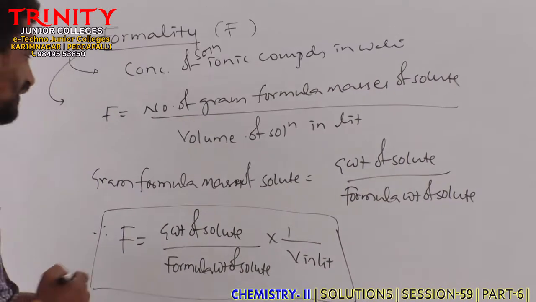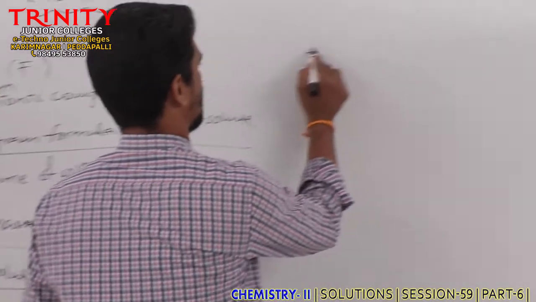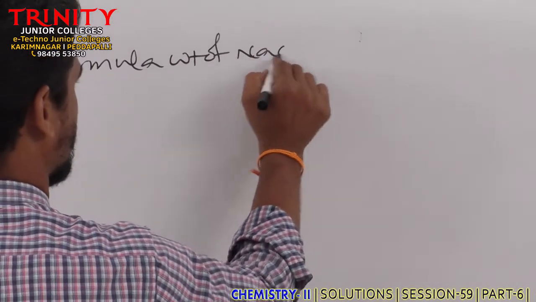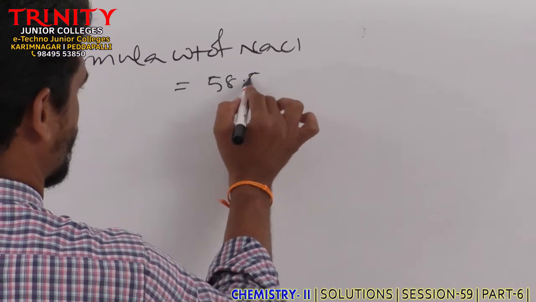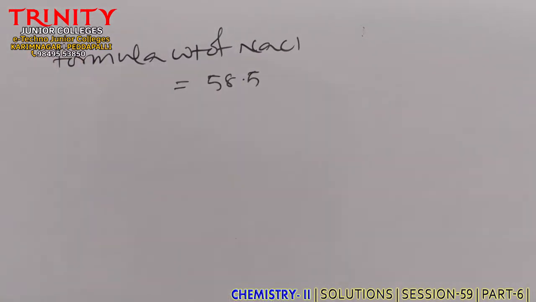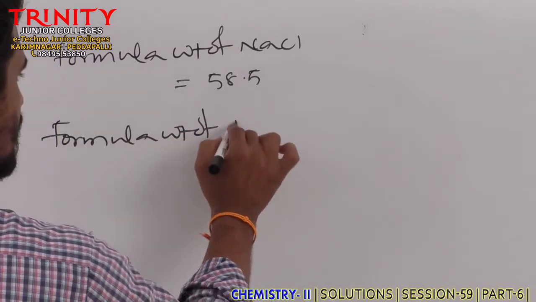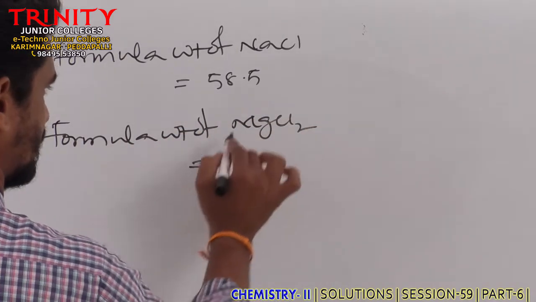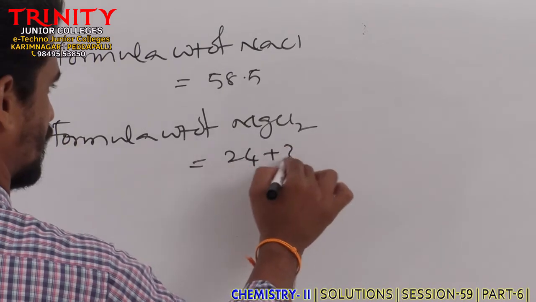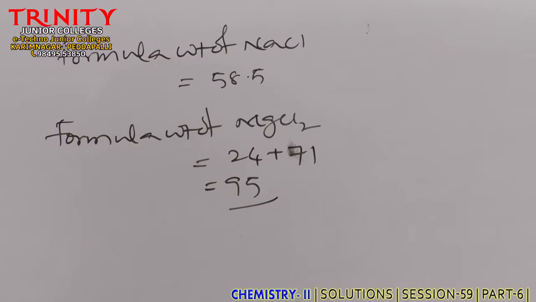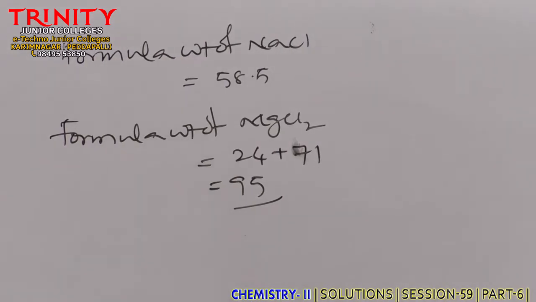For example, the formula weight of NaCl equals what, sir? The formula weight of NaCl equals 58.5. The formula weight of MgCl2, if we take, that is magnesium 24 plus 2 chlorine 71, so that equals 95. Like this we can say. So this is about formality.